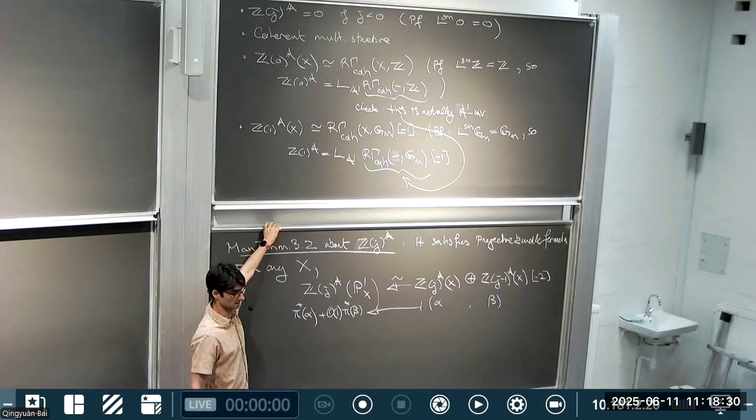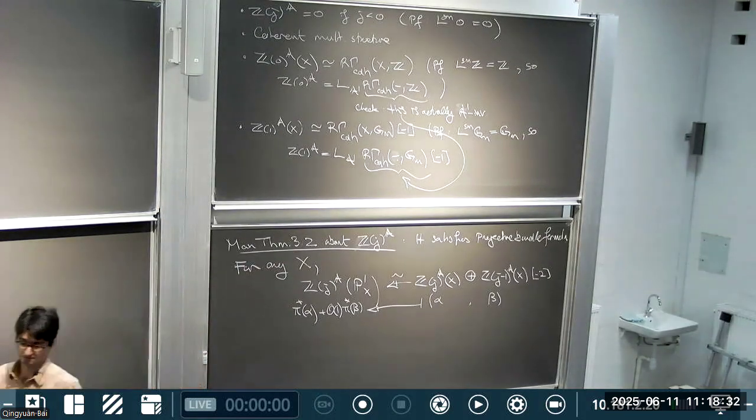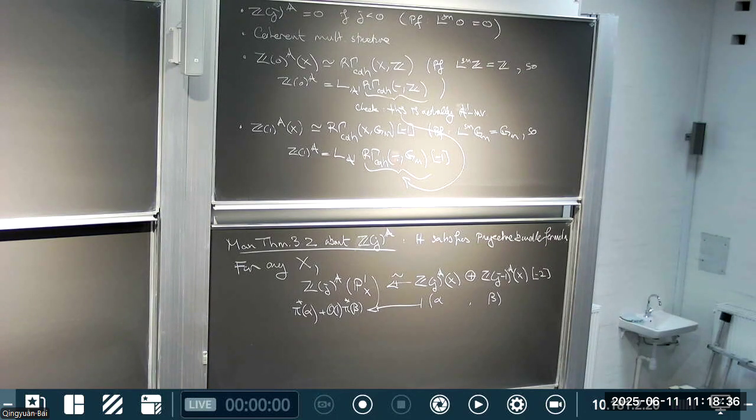Because in general, if I CDH-ify, I have no reason to believe it should preserve the projective bundle formula. Because the CDH topology is built from these blowups, and I could have lots of blowups of P1 of X which have got nothing to do with blowups of X.